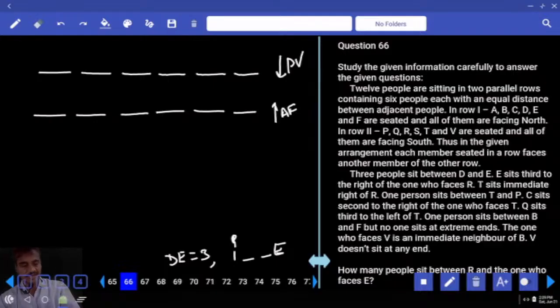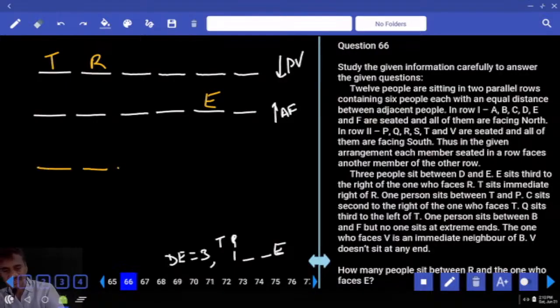And again, between R and E there are exactly 3. And T sits to the immediate right of R. Now T is to the immediate right of whom? R. Now let us start with the possibility. Can I have T at this place or not? T is here, then R will be here. R's opposite, third to the right, E will be here. That is the first case.